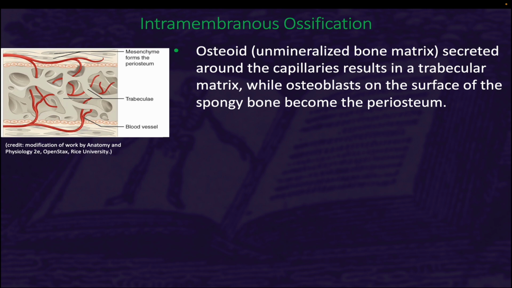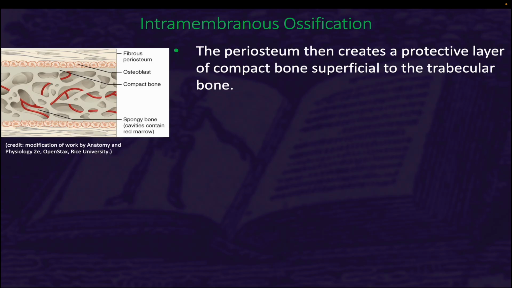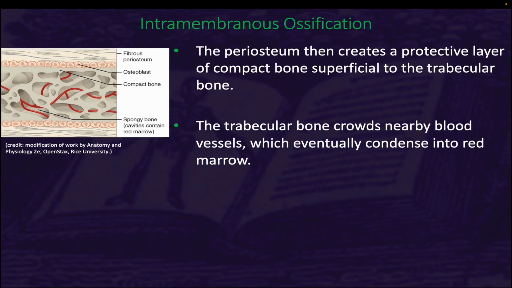Osteoid, unmineralized bone matrix, secreted around the capillaries results in a trabecular matrix, while osteoblasts on the surface of the spongy bone become the periosteum. The periosteum then creates a protective layer of compact bone superficial to the trabecular bone. The trabecular bone crowds nearby blood vessels, which eventually condense into red marrow.